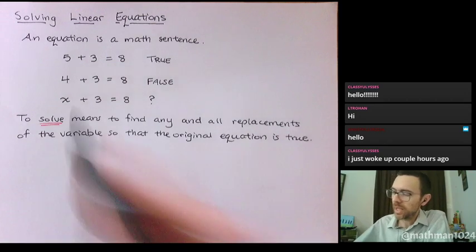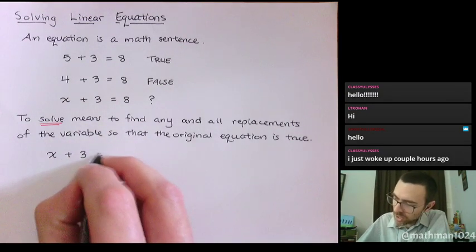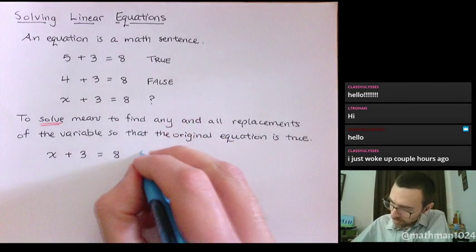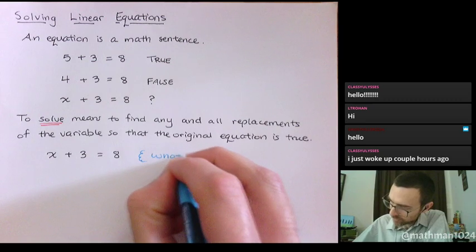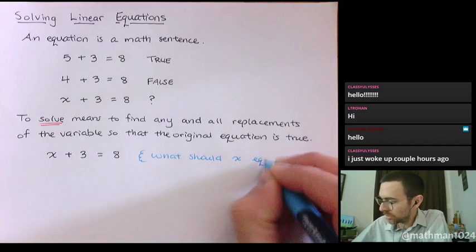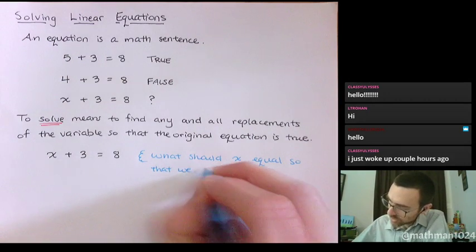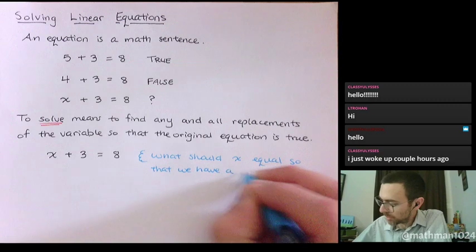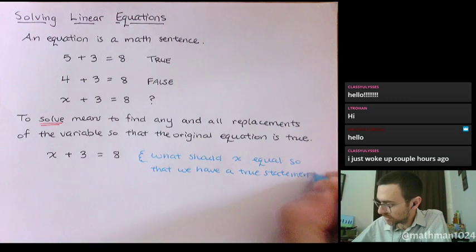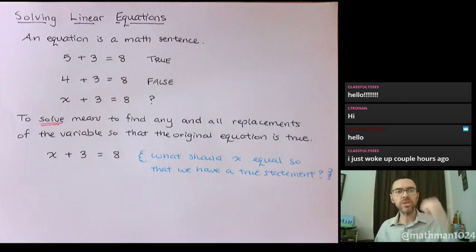So if I look at something like x plus 3 equals 8, you're trying to figure out, all right, if x plus 3 is equal to 8, the big question on our minds is this. The big question is, what should x equal so that we have a true statement? So that's the thought process. What should x equal so that we have a true statement?